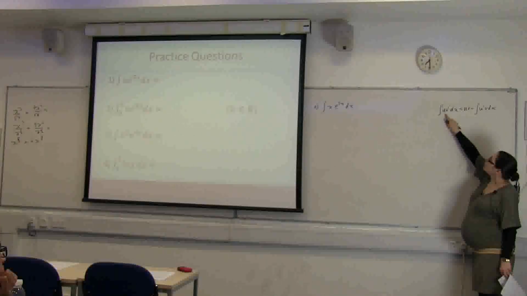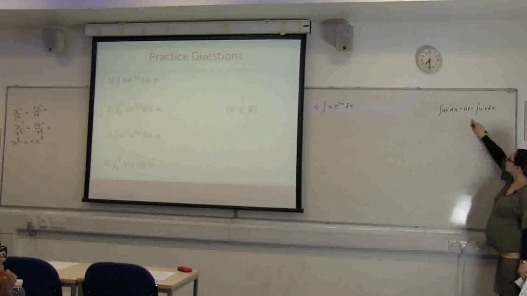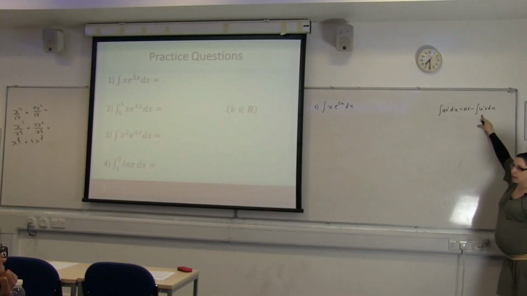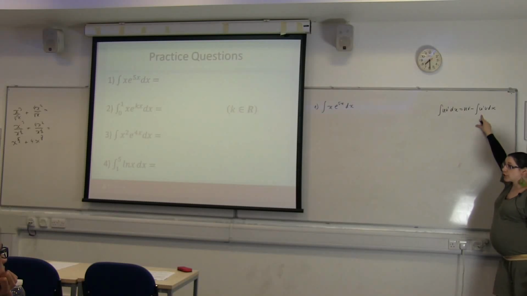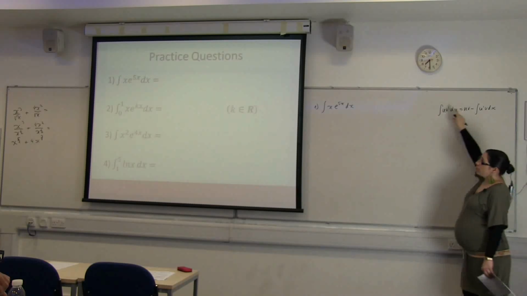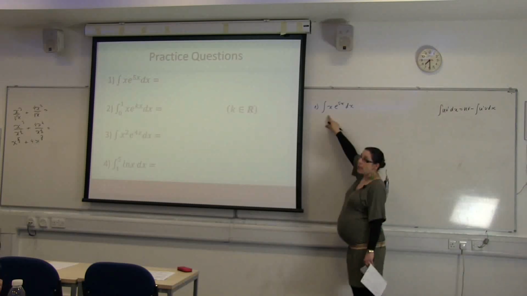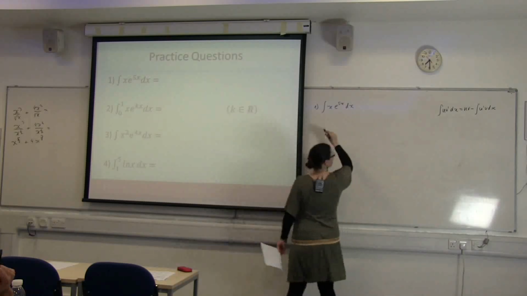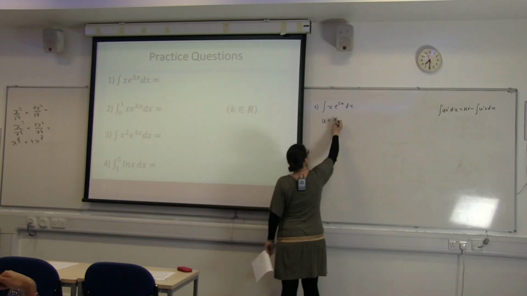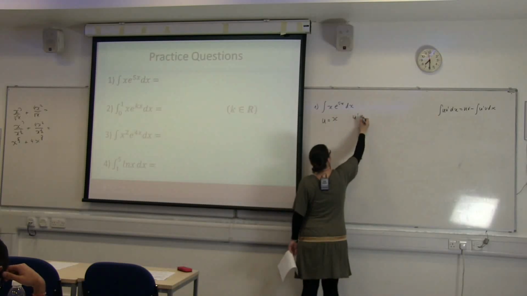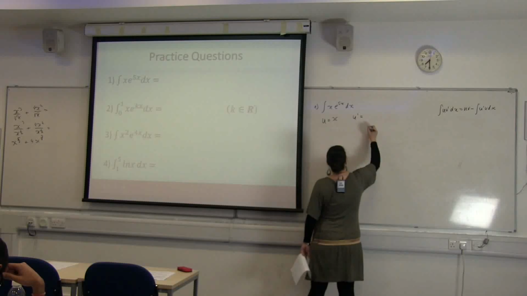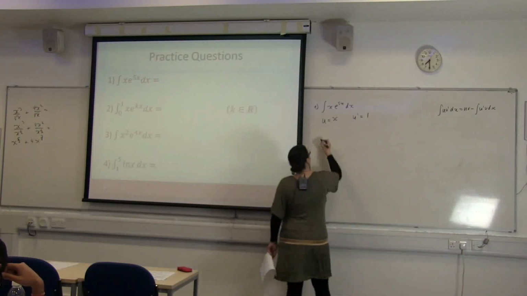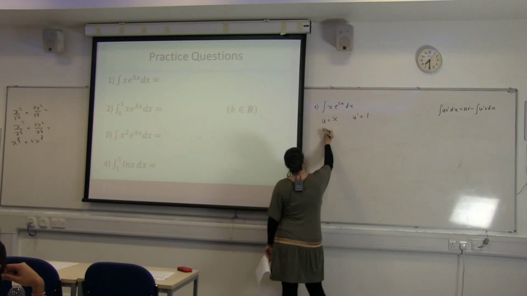Now, if I look at here, u gets differentiated in the second term. So I should choose the function which gets simpler once I differentiate it. If I differentiate x, that becomes simpler, because if I differentiate e to the 5x, that doesn't get simpler. So u will be x, therefore u prime will be what? 1.